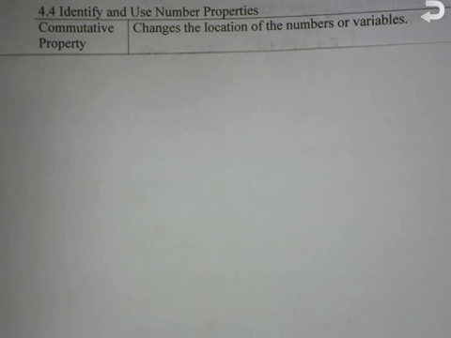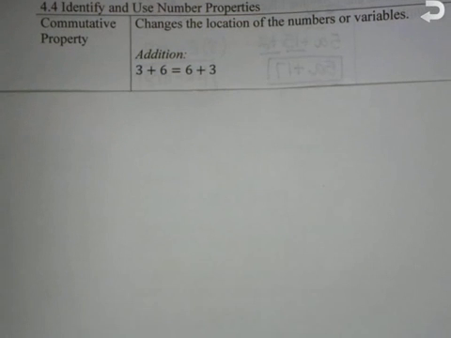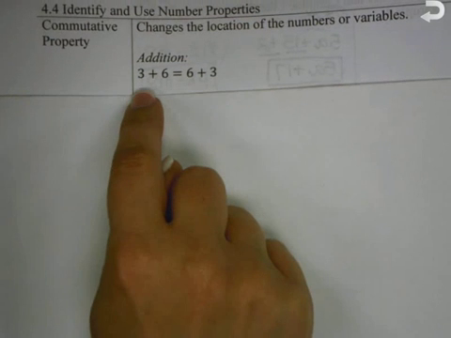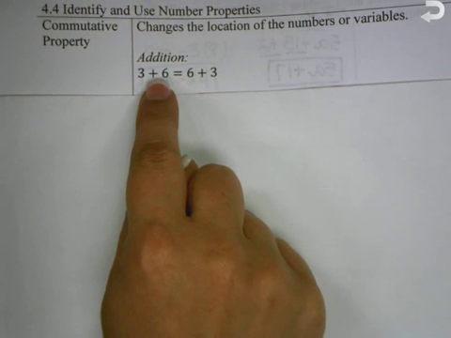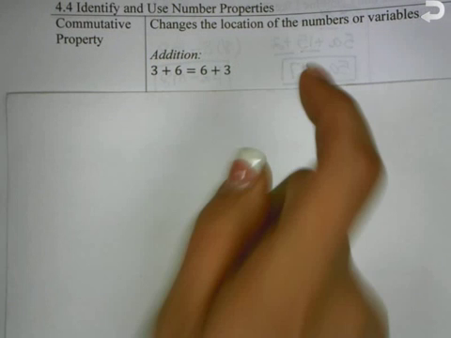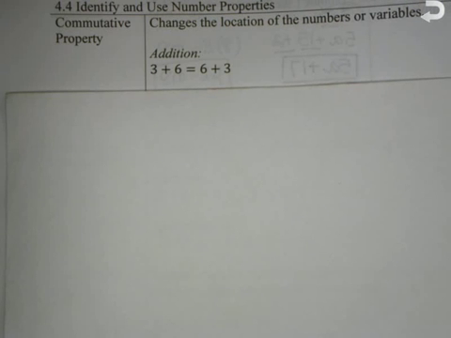So the commutative property means that we can move all the numbers around when we add and multiply, and we still get the same answer. So we have two commutative properties. We have the commutative property of addition, which means if I add two numbers, a 3 plus 6, I can flip those around and get 6 plus 3, and I still get the same answer. Is that correct? So when we are adding, the order that we put the numbers in doesn't matter. We still get the same answer.